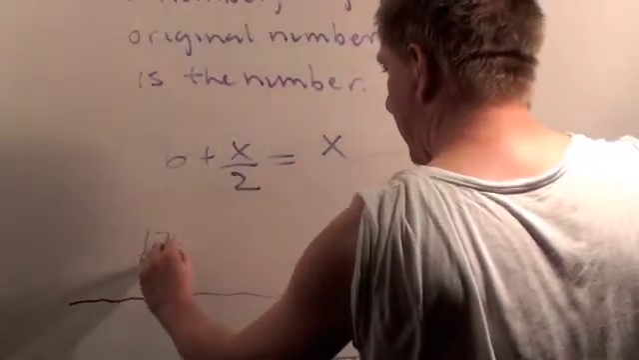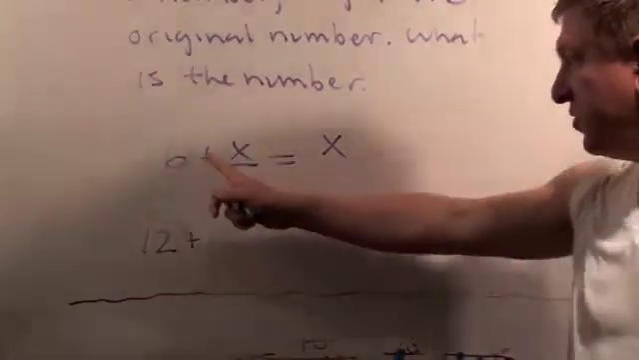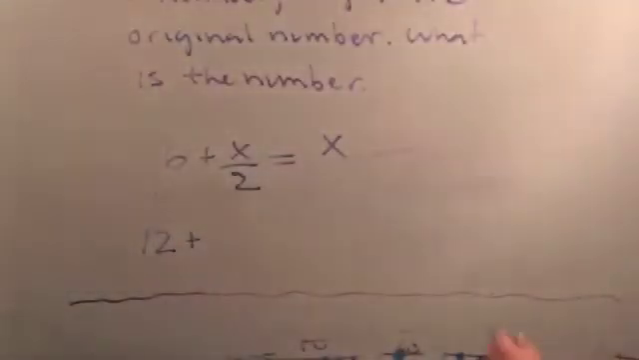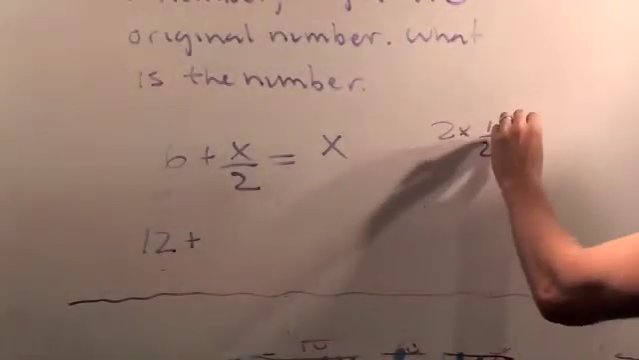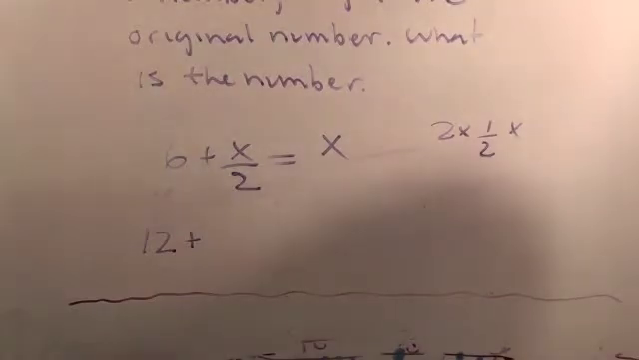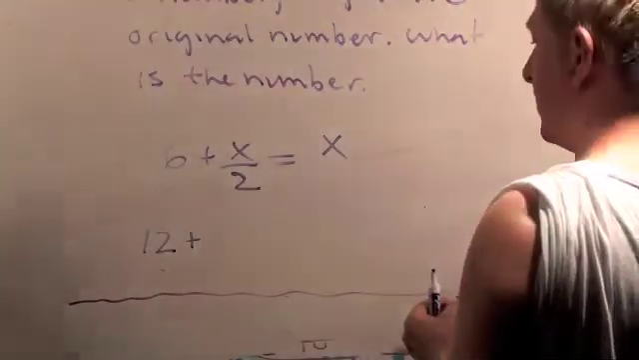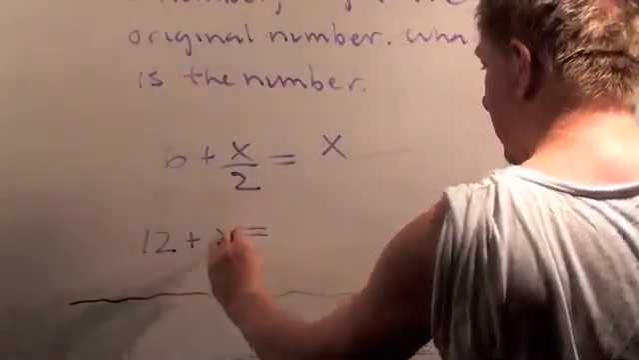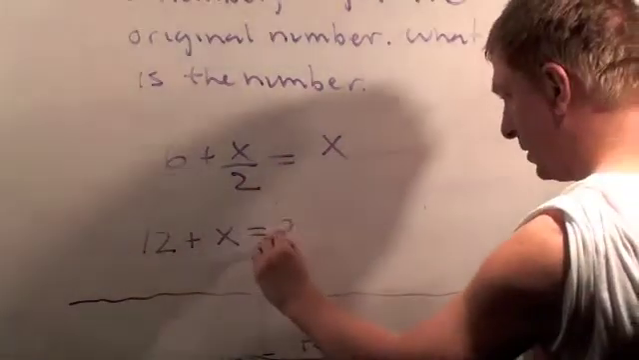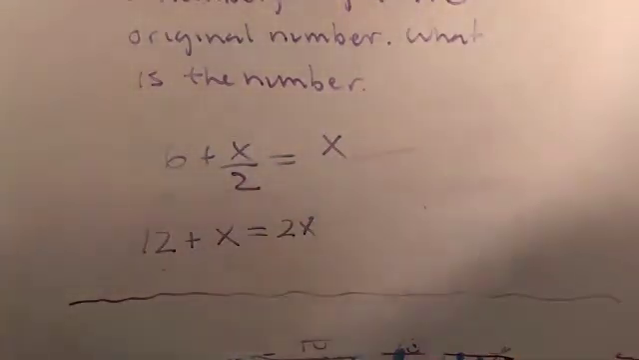So I get 12 plus, what's 2 times x divided by 2? So 2 times 1/2 x. 2 times x over 2 is just x. Right, so when I multiply the whole equation by 2, I just get rid of that. So this becomes 12 plus x equals 2x. Okay, what do you do now to solve that equation? Well, we don't know what x is. Right, we don't know what x is, but we do know that 12 plus x equals 2x.